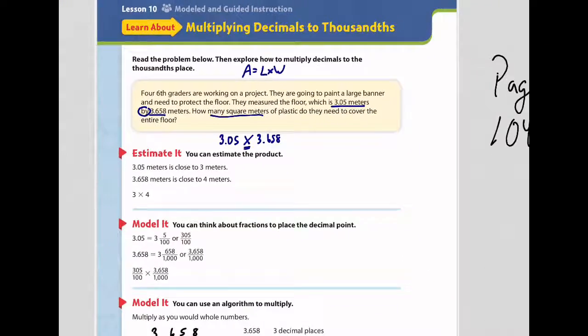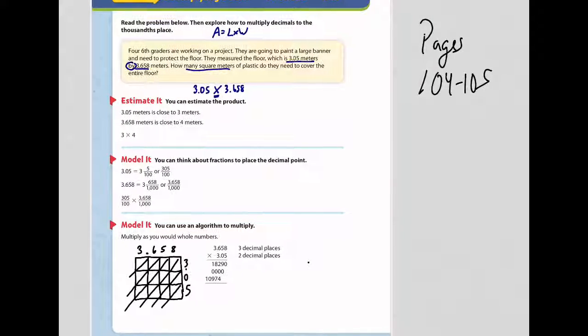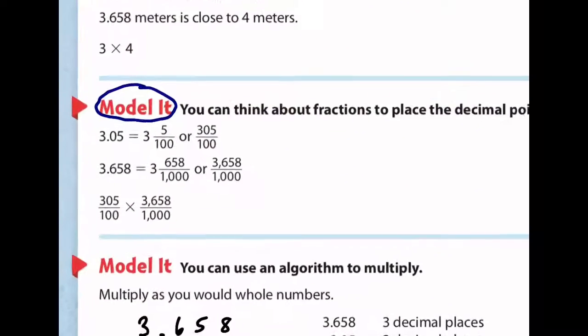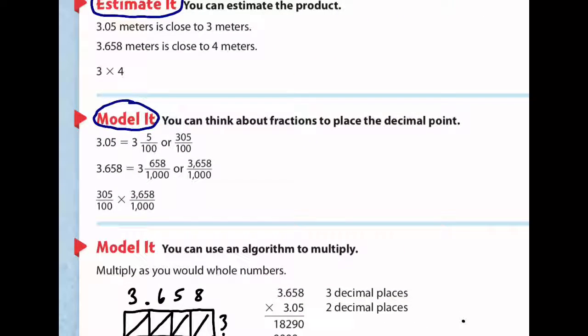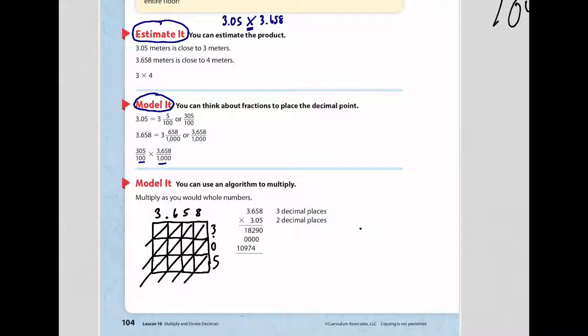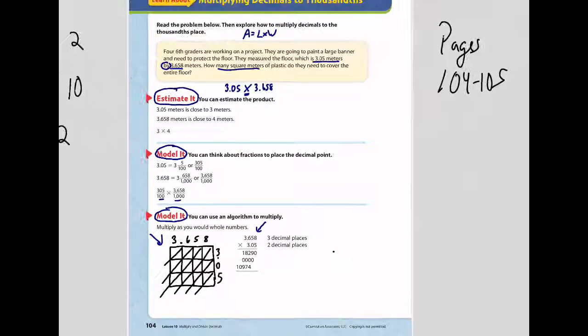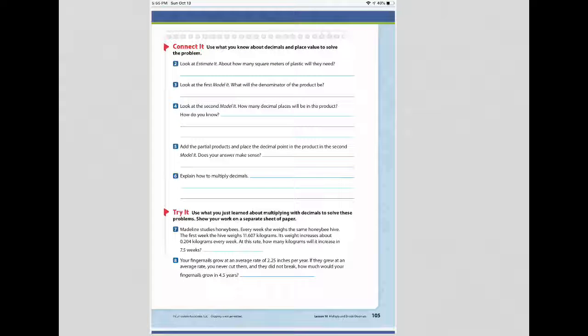So here is what you are going to do. In a minute, you are going to explore the estimate it, the first model, which is all about just placing the decimal point based on the denominators, and the second model, which the book has you doing just the traditional way, but I'm going to also have you do the lattice problem. All right, just for both people. So now, y'all have that, and let's go over here.